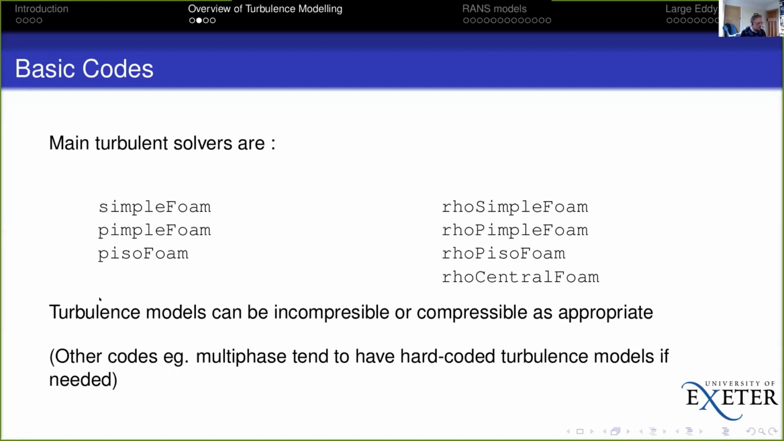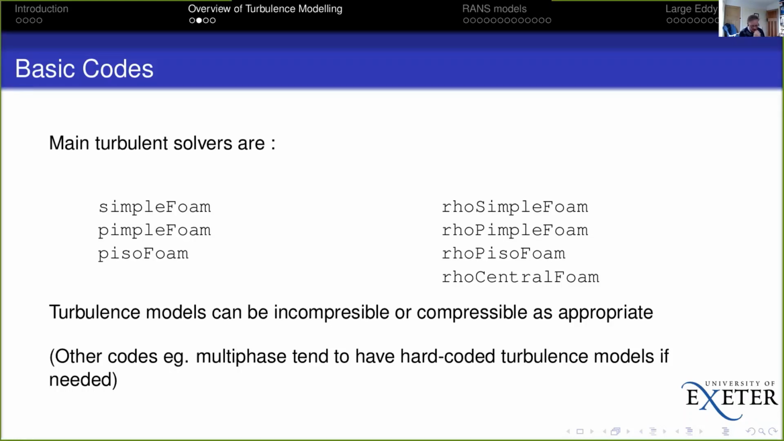I tend to use and teach using incompressible cases. There are, of course, compressible equivalents for all of these in the OpenFOAM library. So if you're doing compressible or sonic flows, then you're likely to be using a similar code, but based on a variable density. And in all of the branches, the different turbulence models are available. They are either incompressible or compressible. I'm going to focus on the incompressible versions.